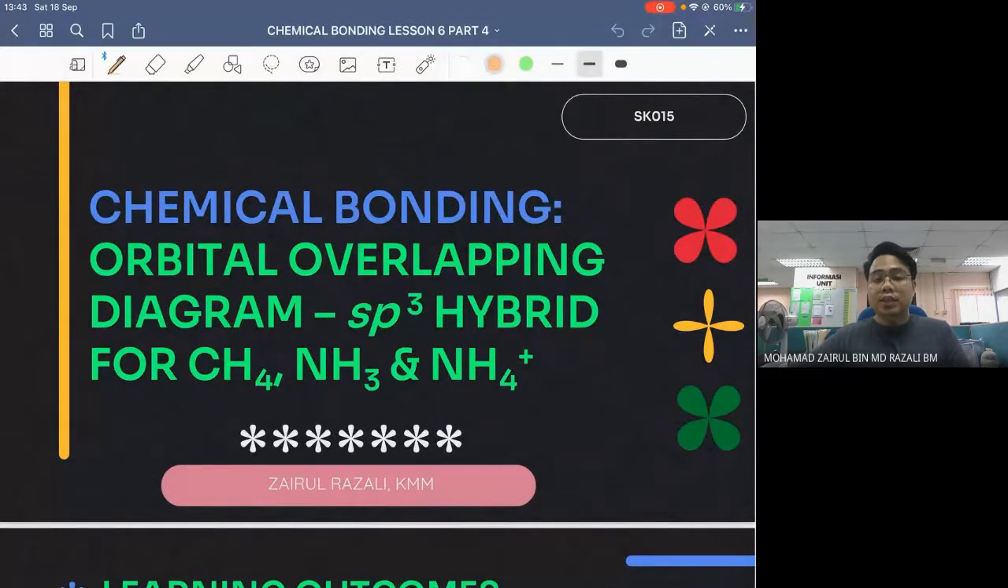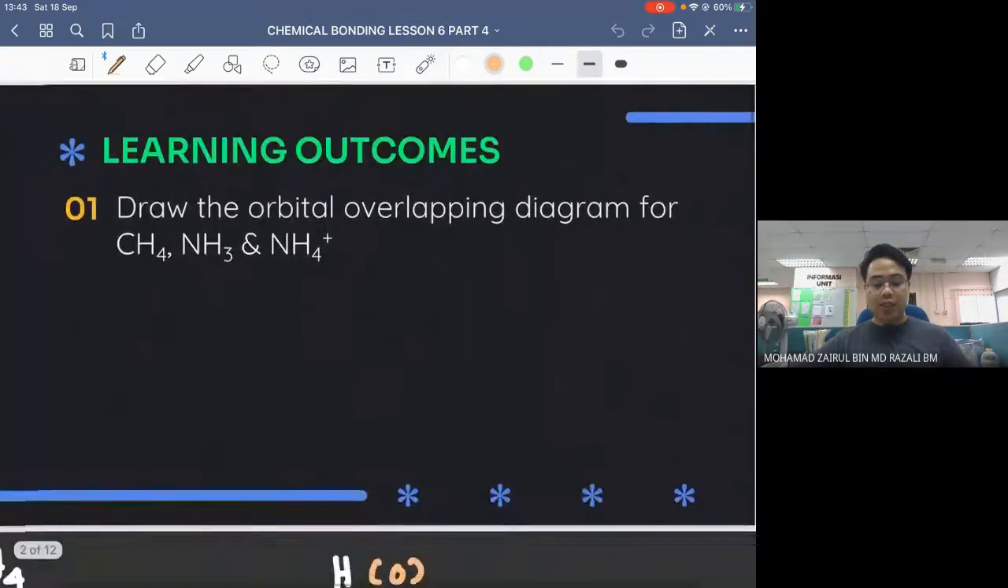So in this lesson, I'm going to show you how the orbital overlapping happens inside molecules with sp3 hybrid, using CH4, NH3 and NH4+ as examples. By the end of this lesson, you should be able to draw and explain the orbital overlapping diagram for CH4, NH3 and also NH4+.